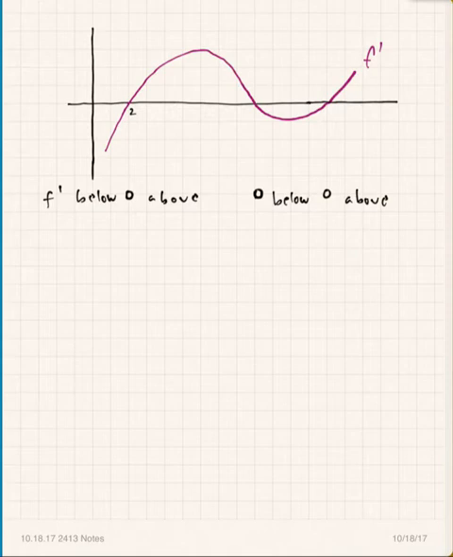So what do we have? The graph's below the x-axis, above, below, and then above. When it's below the x-axis, that means it's negative, and when it's above the x-axis, that means it's positive. Those are the signs of the derivative. But if those are the signs of the derivative, then that tells me something about the function itself. It tells me that the function is decreasing because its derivative is negative.